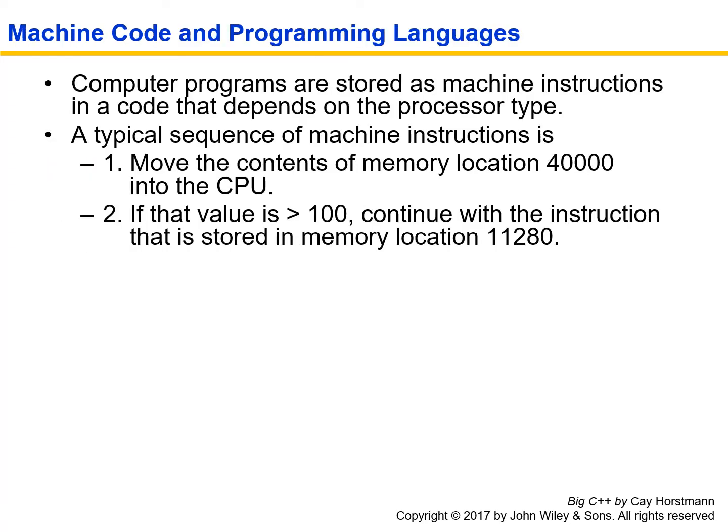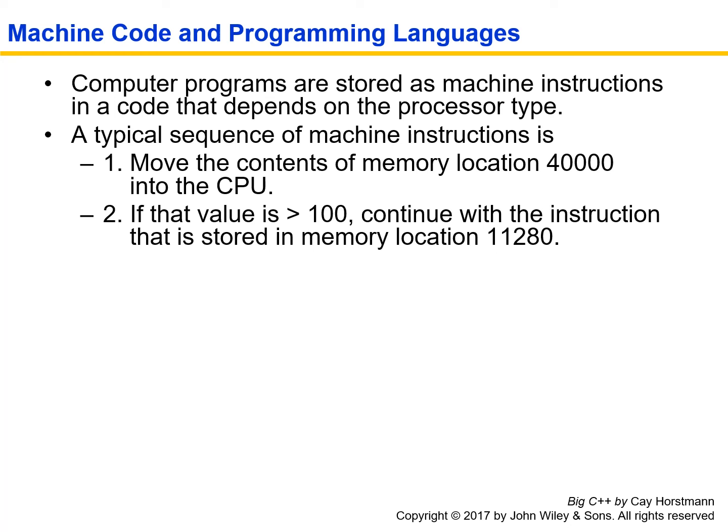Okay, so now let's talk about programming itself. Computer programs, the ones that actually run on the processor, are stored as binary machine instructions in a code that is entirely specific to the processor type. When I say processor type, there are currently x86 processors, like the Intel Pentium or Core or the AMD Ryzen processors. There are also ARM (Advanced RISC Machine) processors, like the ones in most cell phones and tablets.